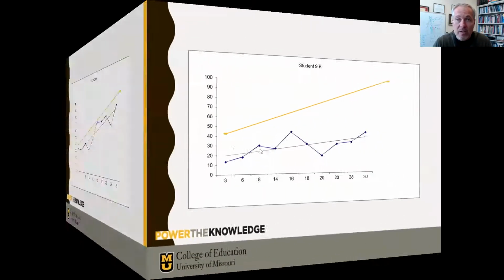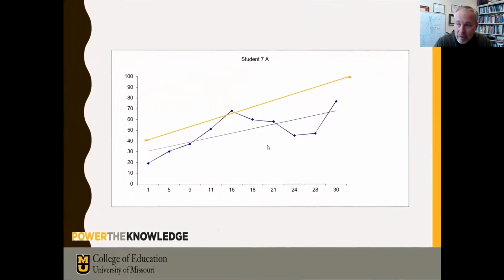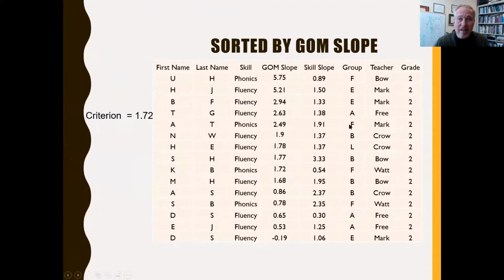I'd rather see it close the gap, right? You want to see him making more growth than the typical kid. But this kid is surely an example of one where the intervention is not being very effective. Even arguably, this one is one where the intervention is not being very effective. And again, you can sort it by slope, and you can look and see which kids need support. The criterion is 1.72. We've got a handful of kids we talk about, but the rest of the kids are doing quite well.